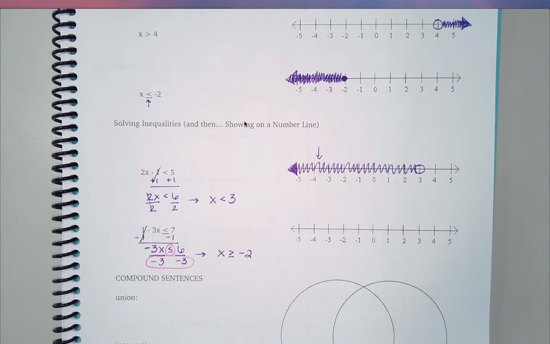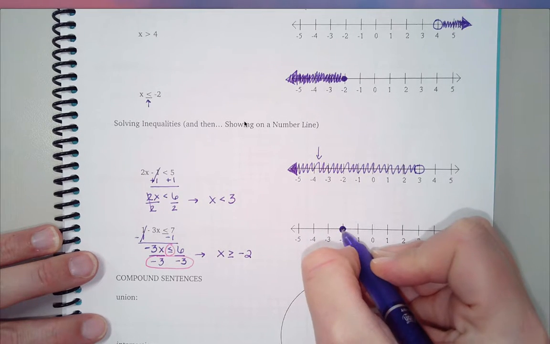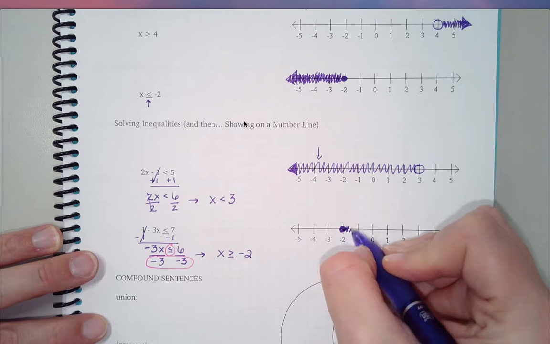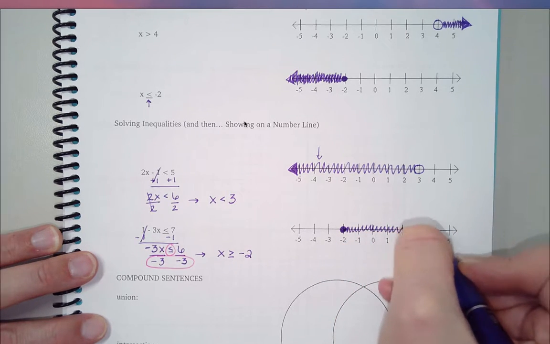Okay? I'm going to go ahead and draw that on the number line, and then I will verify for you that what I'm saying is true. So greater than or equal to negative 2, because it's got an equal to, I'm putting a closed circle on negative 2. Greater than would be everywhere to the right.